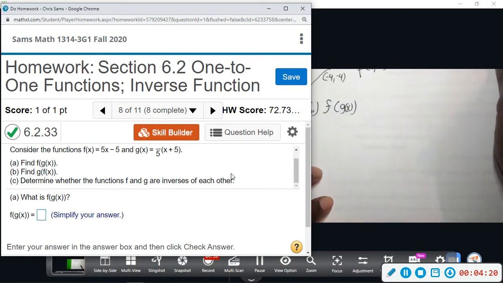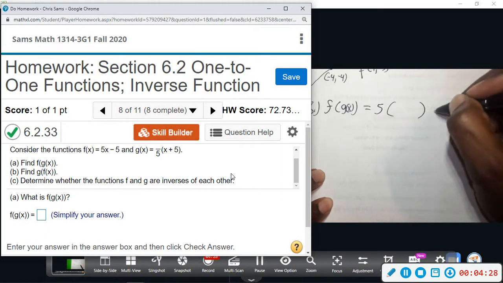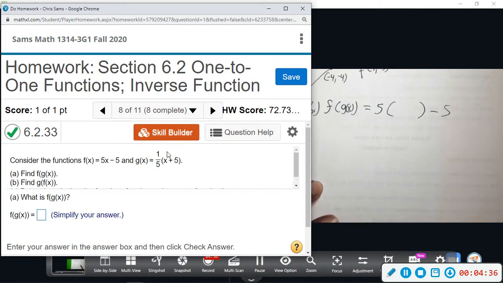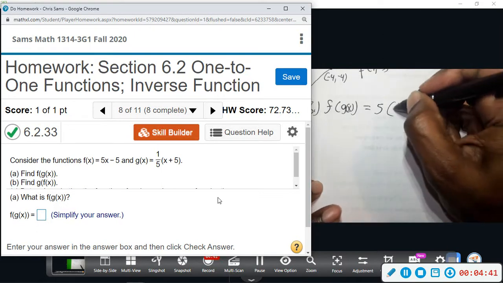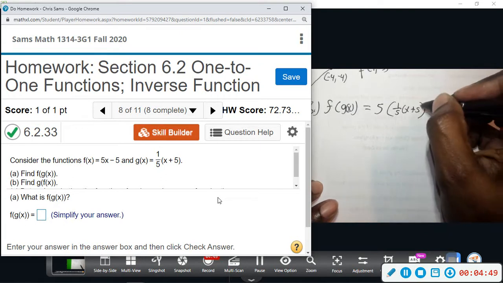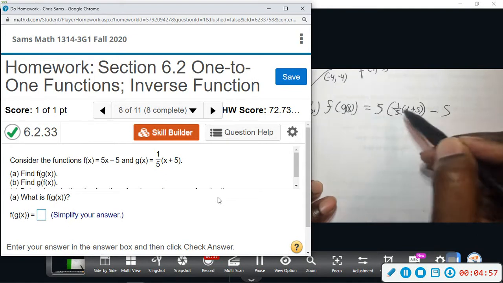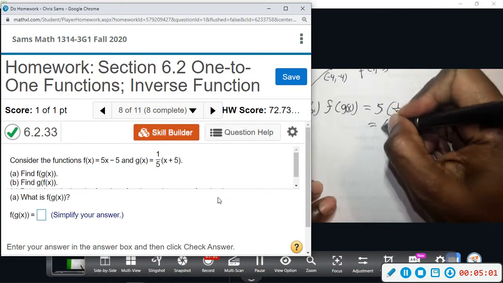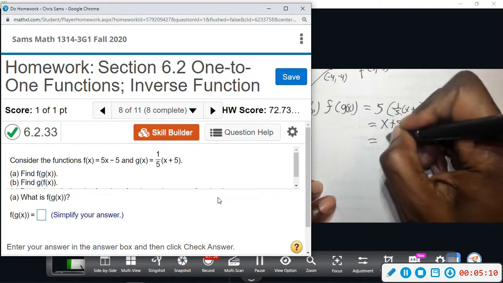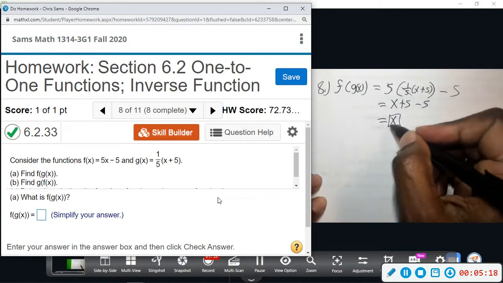All right. So the f equation is 5x minus 5. So I'm going to start with 5, and then instead of x, I'm going to do parentheses, and then minus 5. In place of x, we're going to replace it with the whole g equation. So 1 divided by 5, times x plus 5. Solving this, we multiply 5 times 1 divided by 5. They cancel each other out. So we're just left with x plus 5 minus 5. The positive 5 and negative 5 cancel each other out, and you're just left with x. When you plug in and it comes out to be x, that tells you that those are inverses.